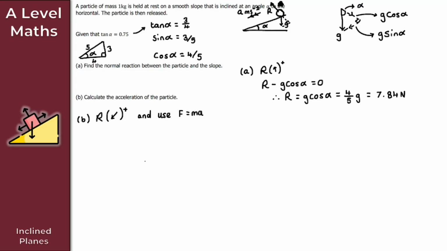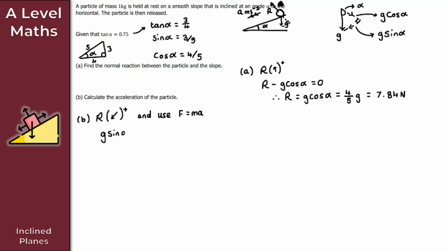Okay. So resolving down the plane here then, well, resolving parallel to the plane here, taking downwards as positive. What do we get here then? Well, going down the plane here, we just have this component, right? That would be this component here of g sine of alpha.